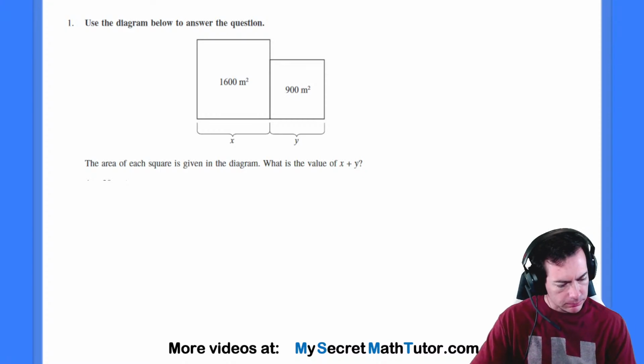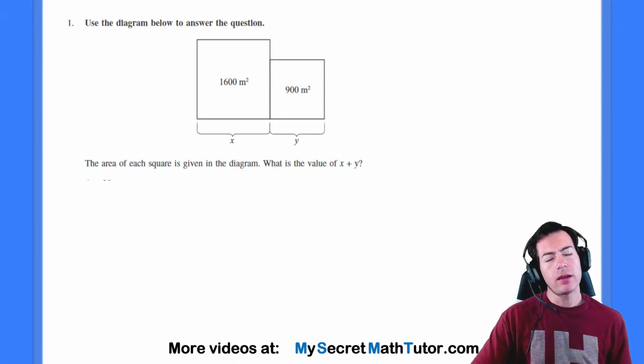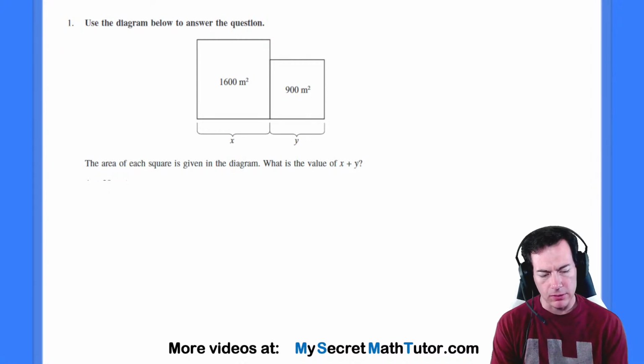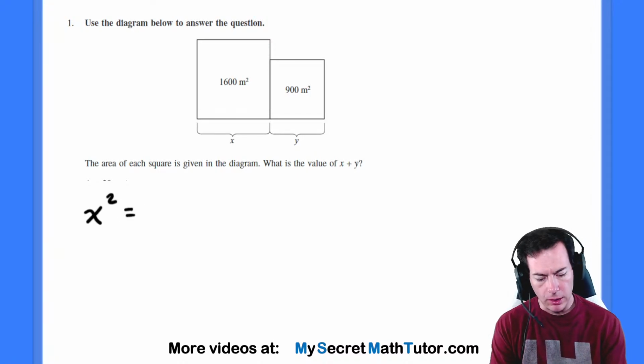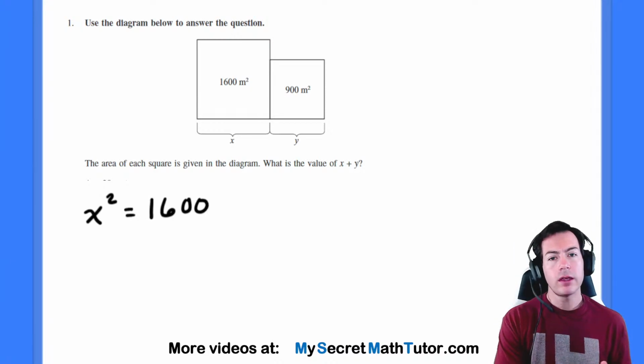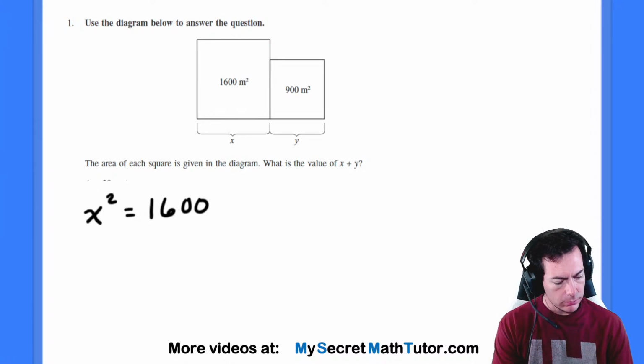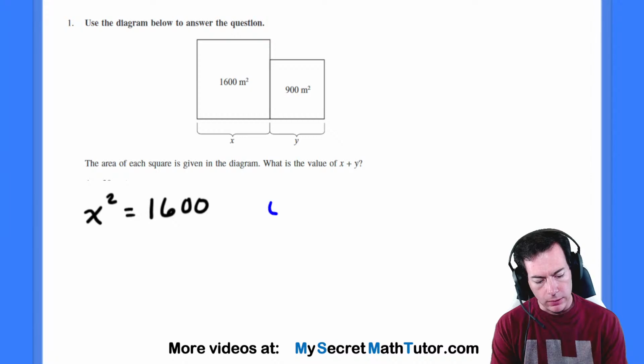Sounds good to me. So when it comes to finding the area of a square, we're really just looking at the area of a side squared, and that should give us the total area. So if I'm trying to figure out information about x here, then I can set x squared equal to the 1,600. In a similar way, we can do the same thing for y. So y squared would equal this 900.